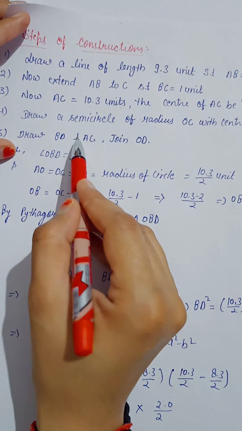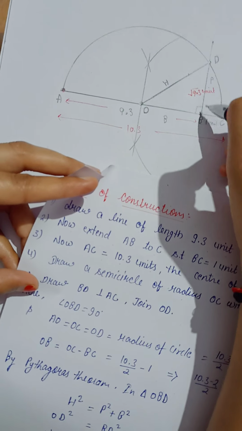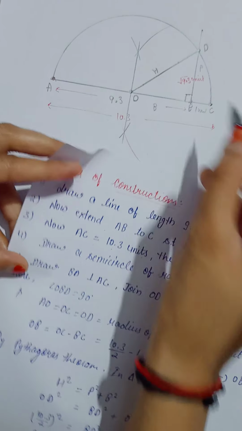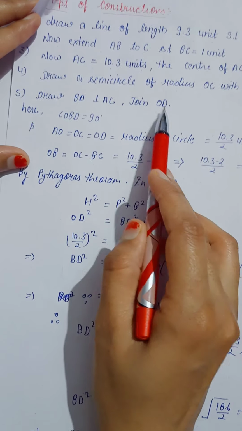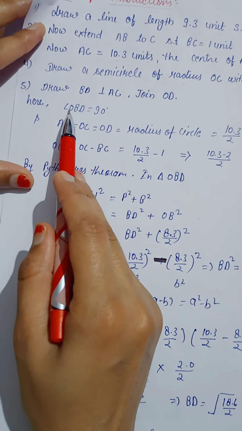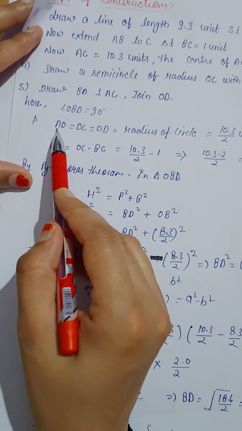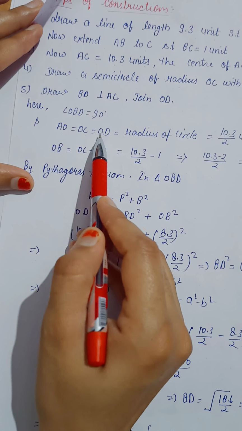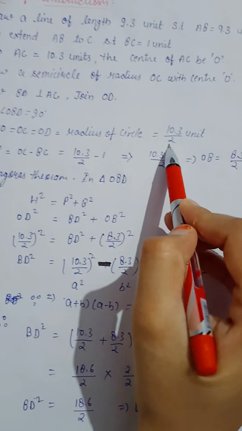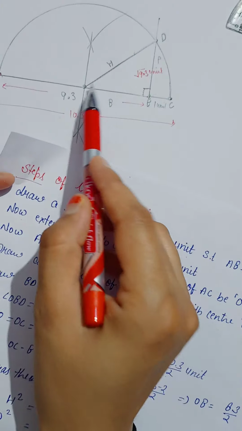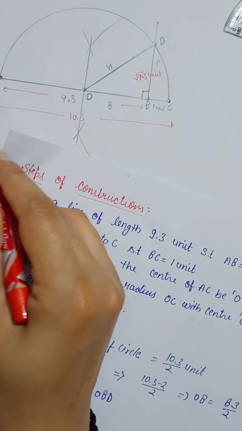Now draw BD perpendicular to AC and join OD. Now we have angle OBD is equal to 90. AO is equal to OC is equal to OD, the radius of the circle, which is 10.3 upon 2 units. Clear?